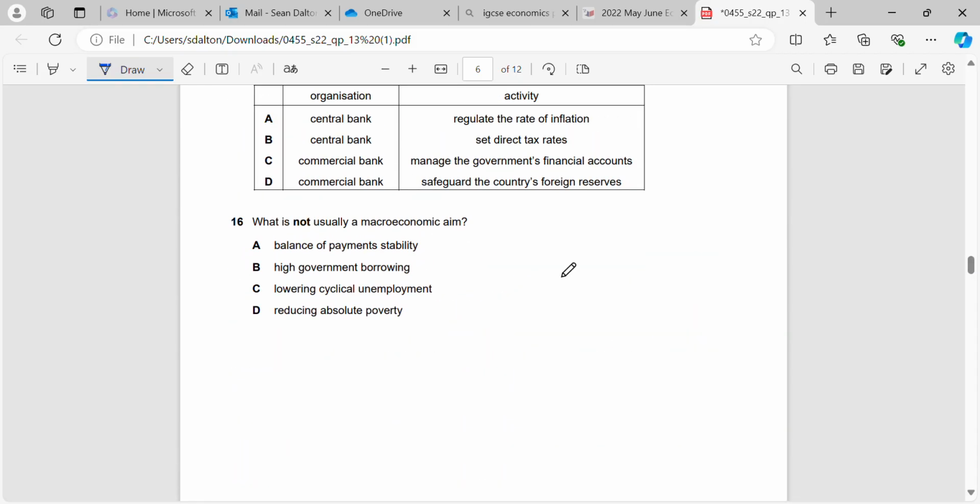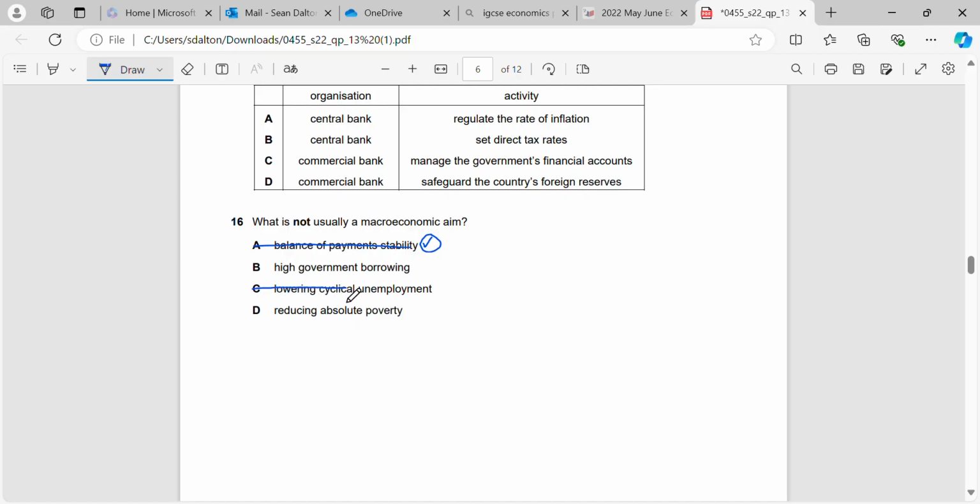Okay, question 16. What is not usually a macroeconomic aim? Okay, balance of payment stability, that is a macroeconomic aim. If you want to recap on these, it's the first chapter in your Unit 4. Revision notes and slides are available, and practice questions on the OneDrive.